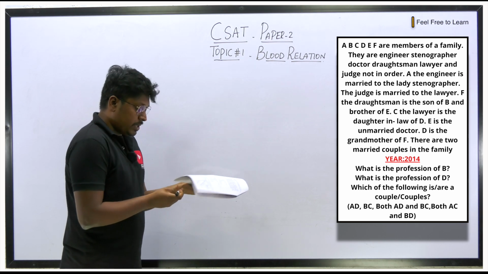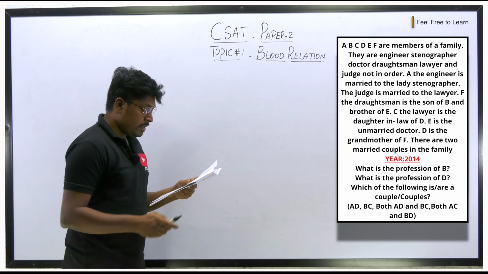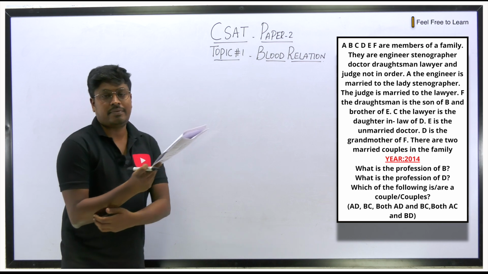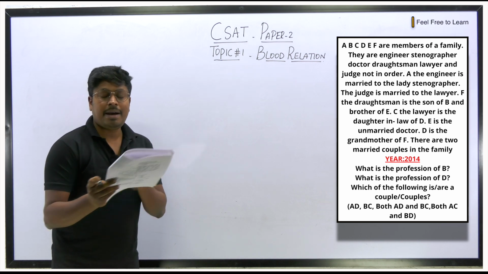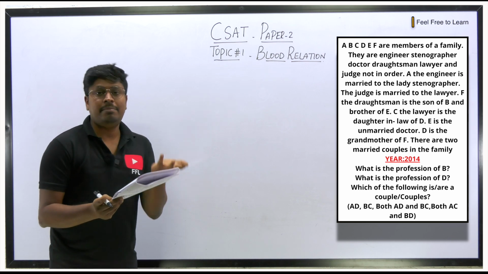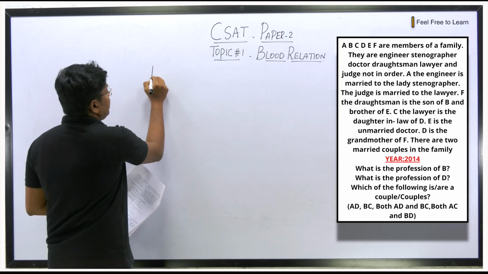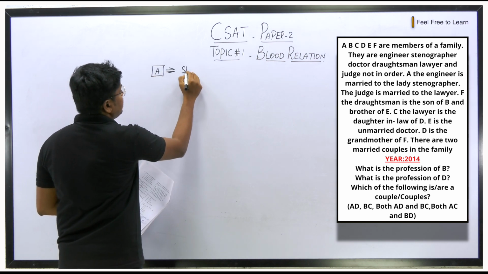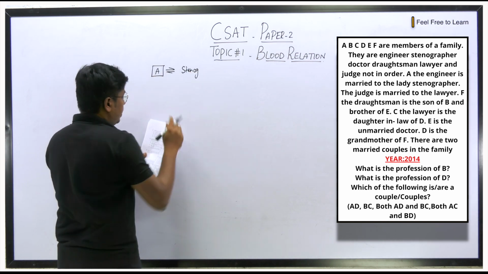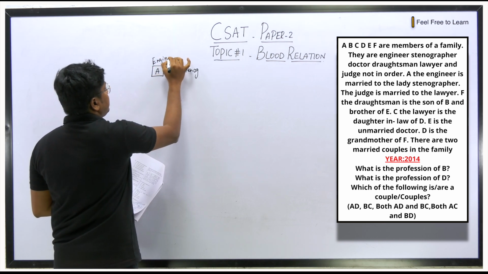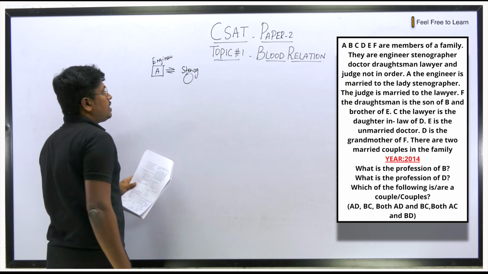Okay. So what is the question here, first point. A is an engineer and married to a lady stenographer, which means if he is married to a lady, then A will be a male person, right? So the person A is a male person and he is married to a stenographer. And another important thing here is A is an engineer. That is also given, right? So it's a direct statement.